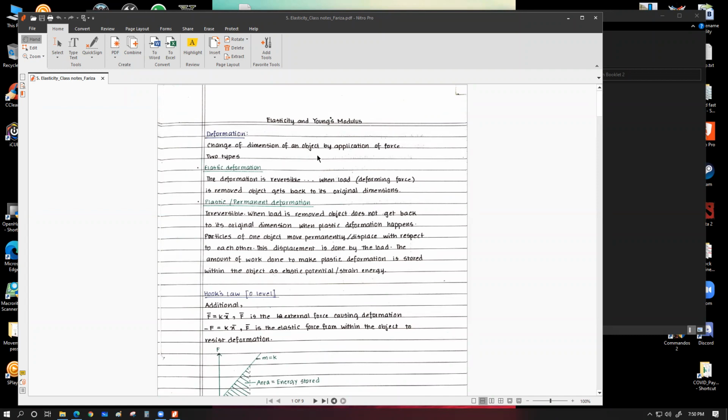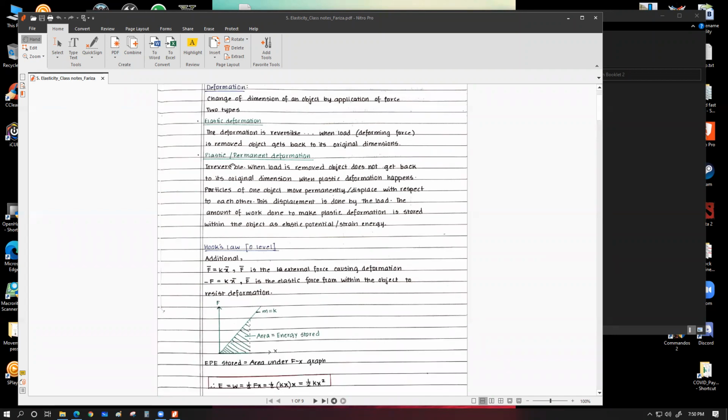In elasticity and Young's modulus, we have these definitions: deformation, elastic deformation, and plastic or permanent deformation. Any deformation that is reversible, we call reversible elastic deformation. Any deformation that is not reversible or permanent, that's what we call plastic deformation. The elastic deformation is defined like this: the deformation is reversible when the load or deforming force is removed, and the object gets back to its original dimensions.